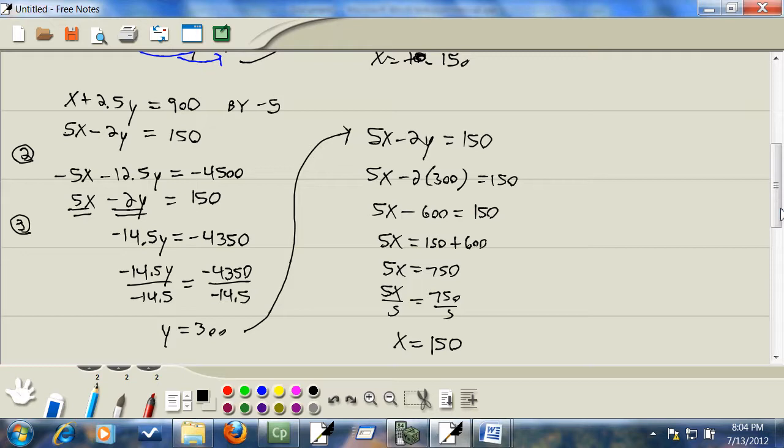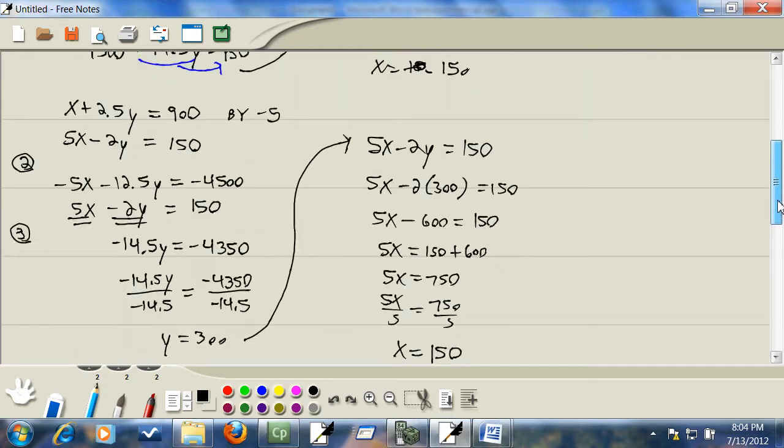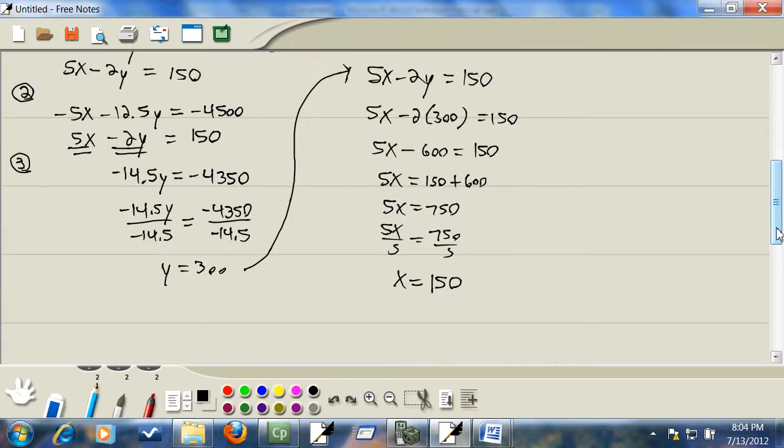Let me double check that up here. I think that's what I got. Yeah, 150. I didn't plug that in the calculator, so I wasn't sure. Okay, so our answer, point-wise, would be 150, 300. All they want is the x part. Let's look at the calculator now.